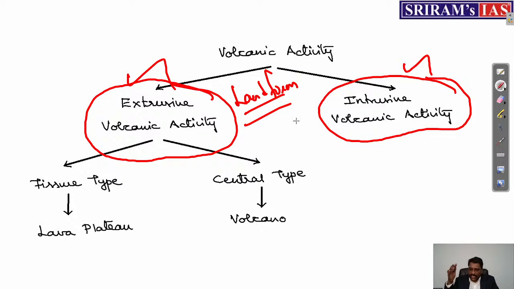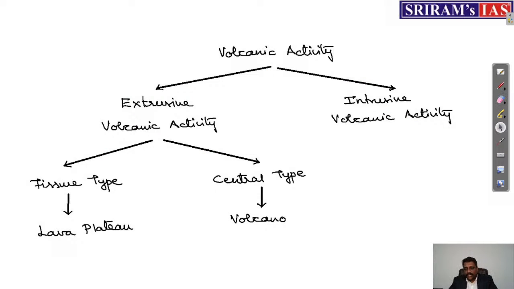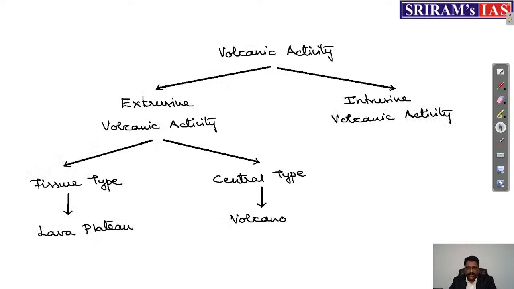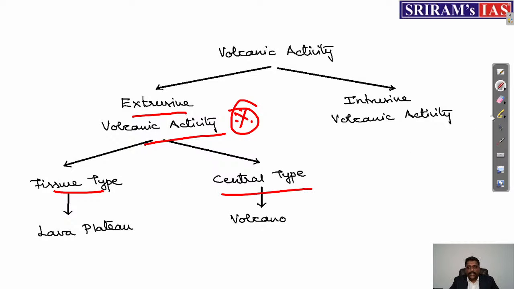But what is intrusive today may not be lying below the surface always. Sometimes there is n number of chances that they can get exposed on the surface. If the intrusive volcanic features are getting exposed on the surface, we call them as what? Intrusive landform features. Okay. And my dear friends, this extrusive volcanic activity is very important here. This extrusive volcanic activity itself, we have two types. One is fissure type and two is central type. What is fissure type and central type?